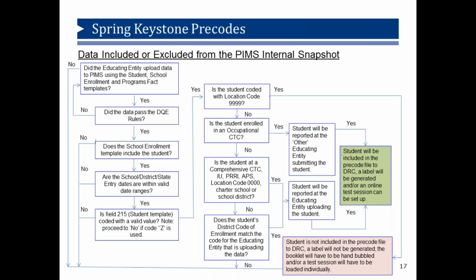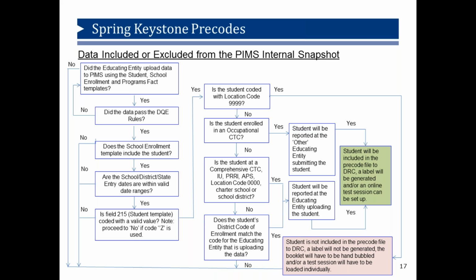If yes, the student will be reported at the educating entity that is uploading the data, which means that the student will be included in the precode file that will be sent to DRC. A precode will be generated, and an online test session will not have to be uploaded one student at a time. If no, then we move on to the next question. Does the student's district code of enrollment match the code for the educating entity that's uploading the data?